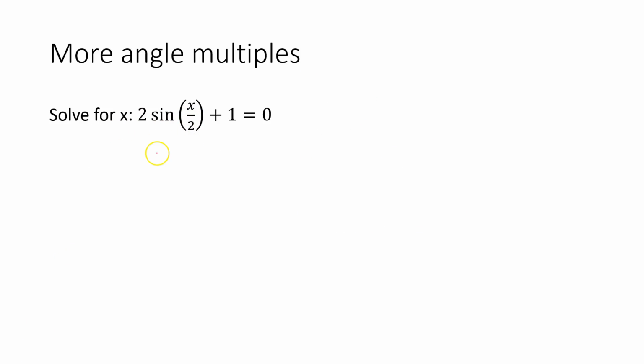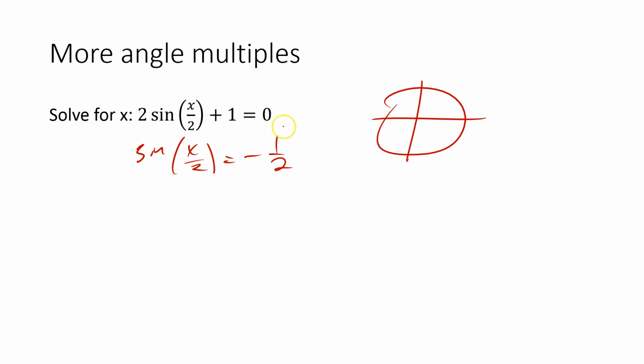Let's try this one. So we got 2 sine of x over 2 plus 1 equals 0. So we'll isolate the sine of x over 2. So I have sine of x over 2 equal to negative 1/2. So if you think, okay, where is sine negative 1/2? Forget about the x over 2 for a second. That's it, 7 pi over 6 and 11 pi over 6.